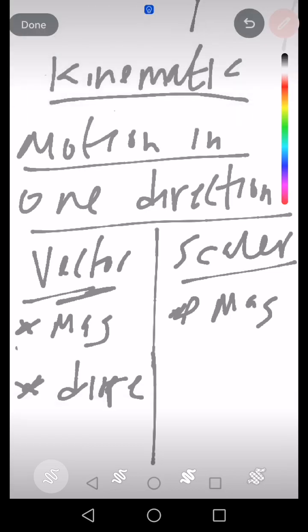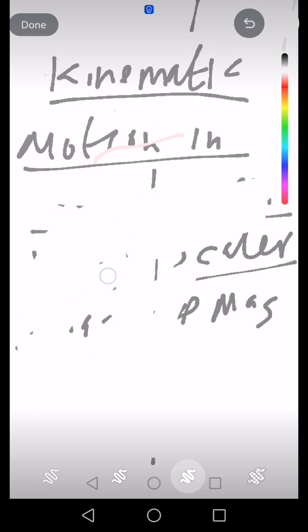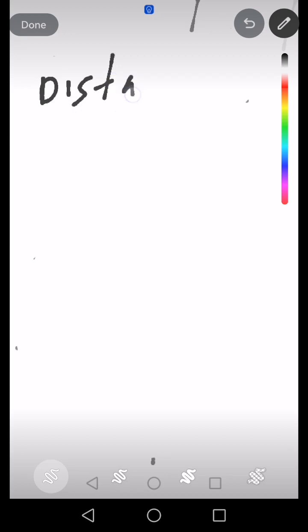Okay, let's clear our board. You need to know each quantity, so we'll start with distance. What is distance? Distance is the path taken by an object.